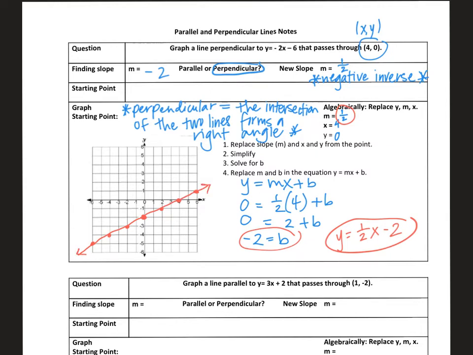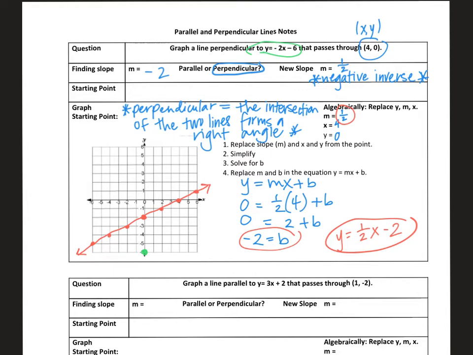Okay, I just want to see what my original line looks like and make sure that these look like they're perpendicular to one another. So in green, I'm going to graph my original line, and so its y-intercept is at negative 6, and then its slope is negative 2.